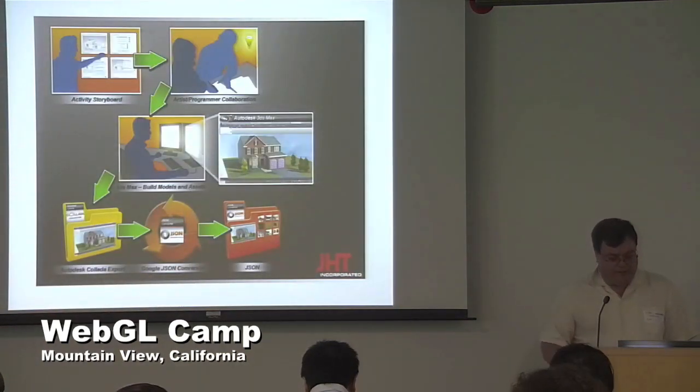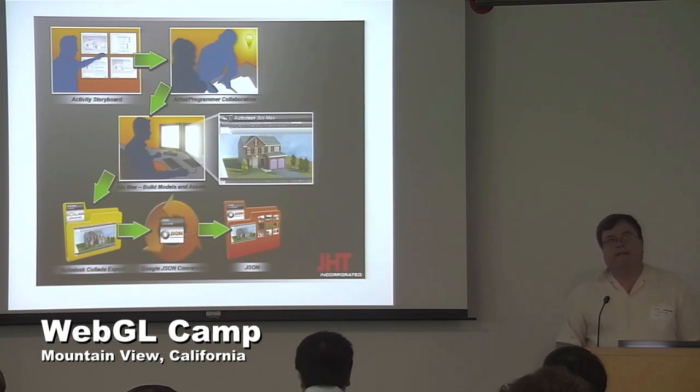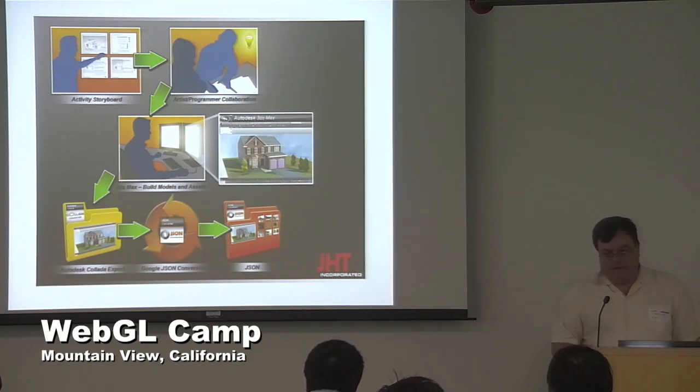I'm going to show you briefly just a high-level overview of the pipeline that we're using for production. Once we receive the storyboards or media request, we collaborate with our artist, and we decide what's going to be done within the 3D modeling environment, whether an animation loop is going to be baked in the modeling environment, or whether something is going to be handled by code. We move on. Our personal software that we use is 3D Studio Max. We develop the models and assets.